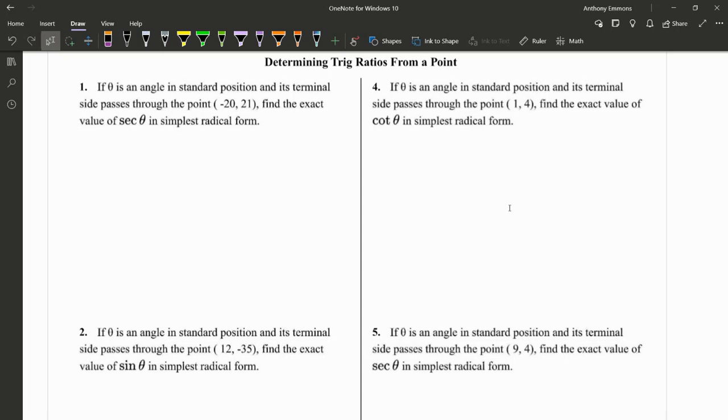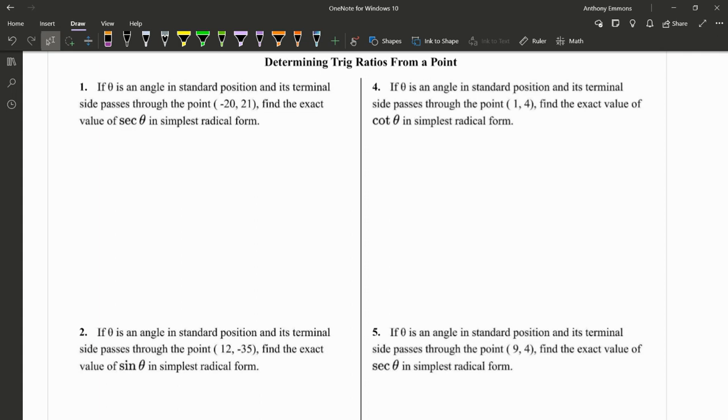This is Mr. Emmons. Just really quickly trying to demonstrate how to determine trig ratios from a point. Yes, I realize this is new, but you'll be completing this task in Delta Math, whereas I'm kind of doing it on paper, right? But I took the problems from Delta Math and generated a PDF.